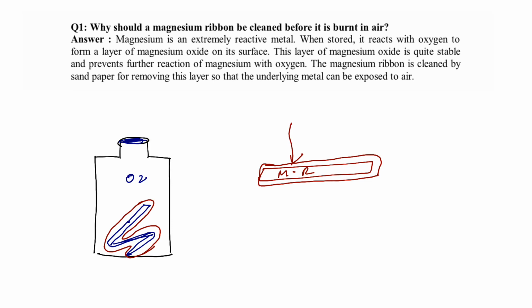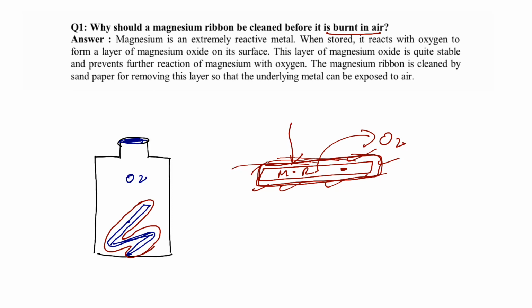Now, we are taking this magnesium ribbon outside, and what are we going to do? We are going to burn it in air. Burning in air means what? Reacting with oxygen. Oxygen and magnesium ribbon are not now exposed to each other, right? Because in between there is a thin layer of magnesium oxide. So for burning to happen, first you are supposed to remove this thin layer. That is why you are supposed to clean it. Once you clean it, this thin layer will be removed. Magnesium ribbon will be exposed to oxygen. You can burn it. Understand?